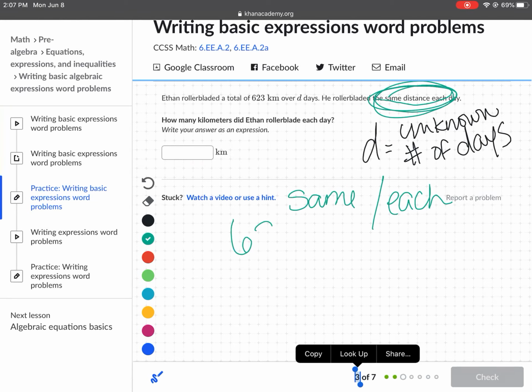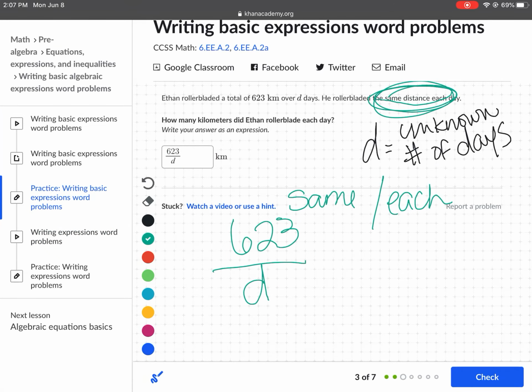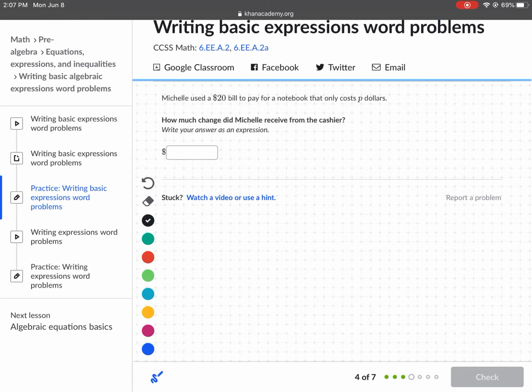So maybe 623 divided by D, because the question is asking how many kilometers did he rollerblade each day. So if we know the total, we now want to break this up into parts. And so since I'm breaking it up into parts, that sounds like division to me. So let's see what happens. 623, and then on the bottom for an unknown number of days. Oh, yay.